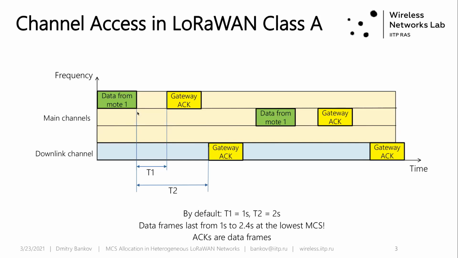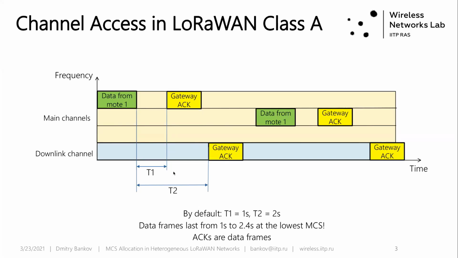After the time T1, after the end of the node transmission, the node opens a receive window, and during this receive window, the server has to send an acknowledgement to the node in the same main channel. Also, after the time T2, after the end of the data transmission from the node, the node opens another receive window in the downlink channel, and the server can send an acknowledgement in this downlink channel during the second receive window. Typically T1 equals 1 second, T2 equals 2 seconds.